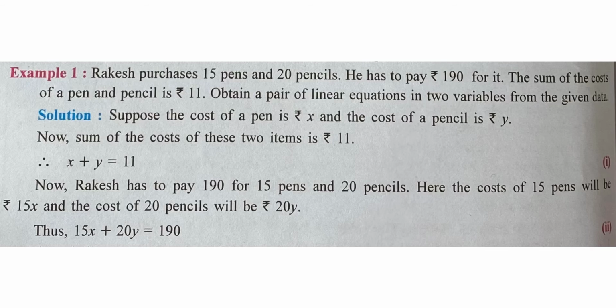Next question is, Rakesh purchases 15 pens and 20 pencils. He has to pay rupees 190 for it. The sum of costs of a pen and a pencil is rupees 11. Obtain the pair of linear equations in two variables. So here also let the cost of a pen be rupees x and the cost of a pencil be rupees y. Now in the second situation it is given that the cost of a pen and a pencil is rupees 11. So the equation will be x plus y is equal to 11. Now Rakesh paid rupees 190 for 15 pens and 20 pencils. So the next equation will be 15x plus 20y is equal to 190.